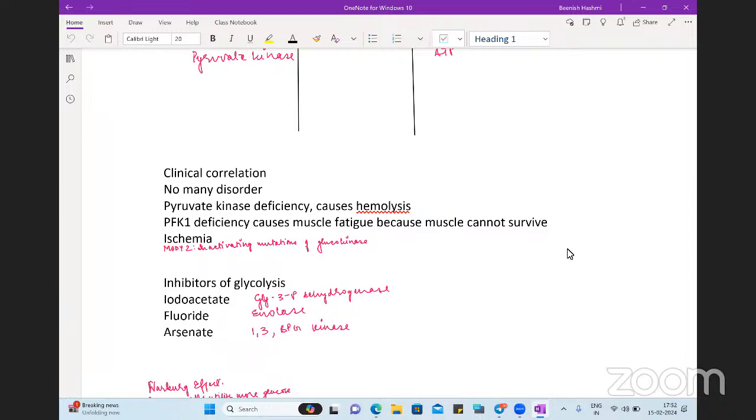Our skeletal muscles have high glycolytic capacity. Therefore, skeletal muscles are able to tolerate ischemia to some extent, but cardiac muscles do not have high glycolytic capacity. So in case of ischemia, they do not tolerate it well. Now, another newly added clinical correlation is MODY, that is maturity onset diabetes of the young, MODY2, and this is due to mutations of glucokinase, because glucokinase is working as a glucose sensor.